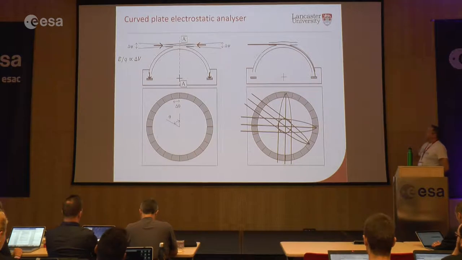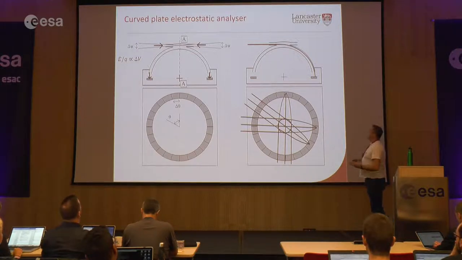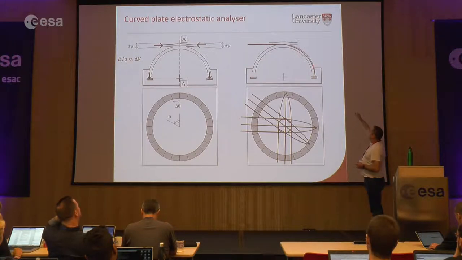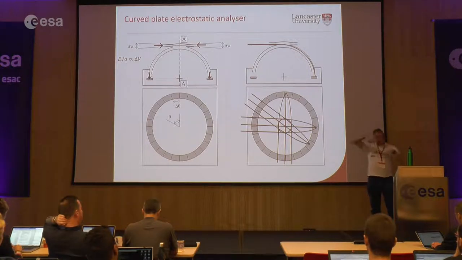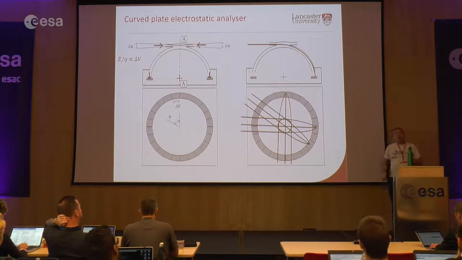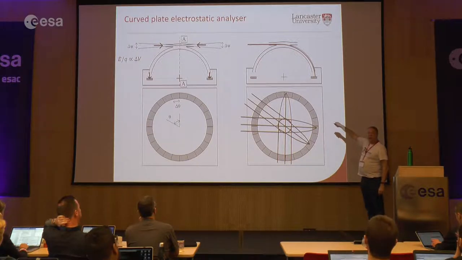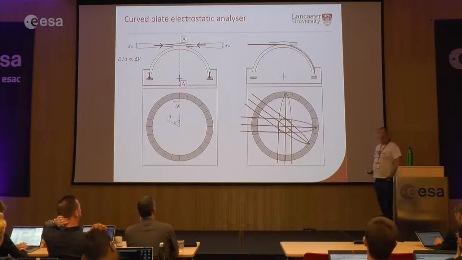So this diagram shows you the general configuration of one of these analyzers. The curved plate comes about because this inner surface and this outer surface are essentially concentric hemispheres that nestle within each other. There is a narrow gap between those two hemispheres, and a potential difference is applied between them. So there is an electric field existing between the inner and the outer hemisphere.